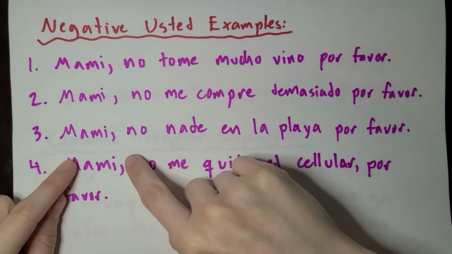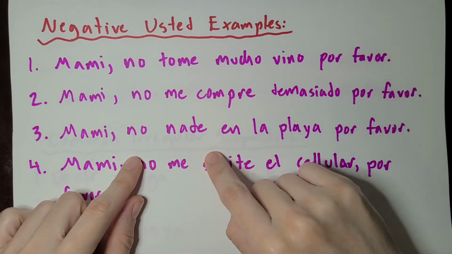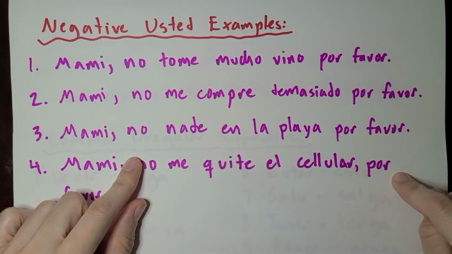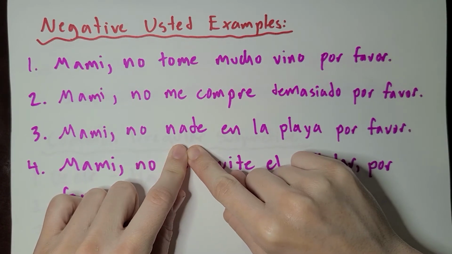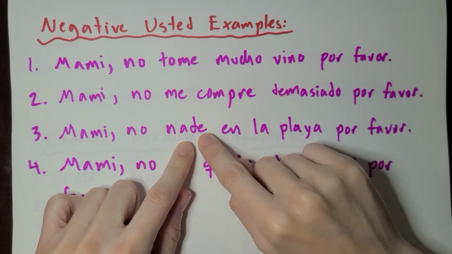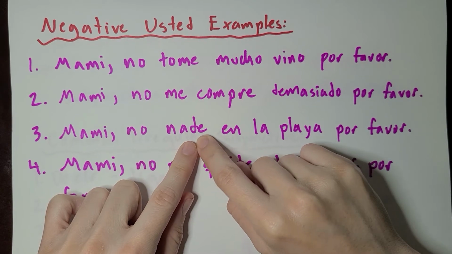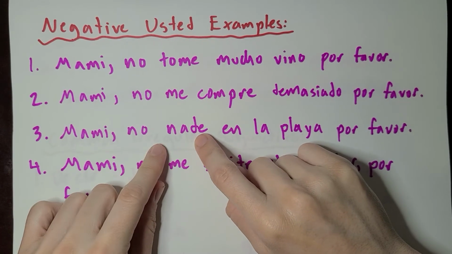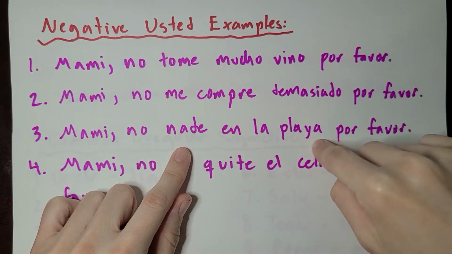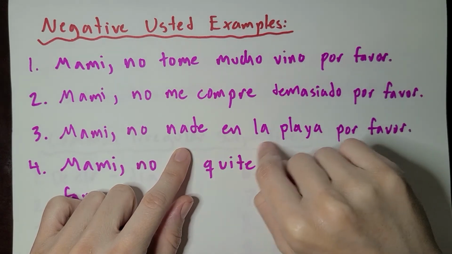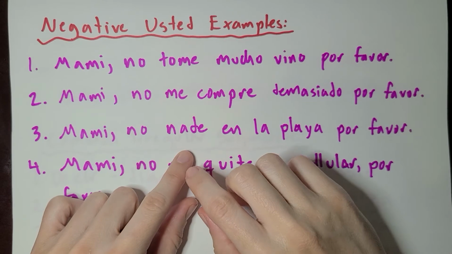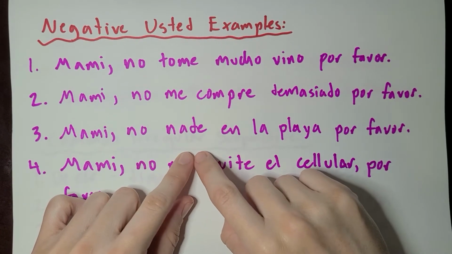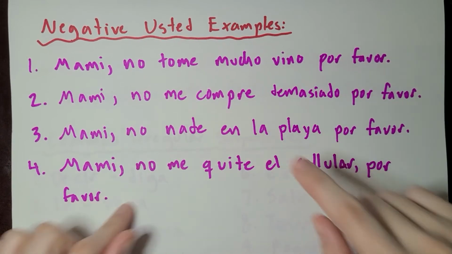3. Mami, no nade en la playa, por favor. Nade comes from the verb nadar. Nadar means to swim. That AR is just going to become an E. And you're going to put no at the beginning. So, mami, no nade en la playa. La playa is the beach. So, mom, don't swim at the beach, please. Maybe you saw jellyfish the other day. Maybe the water was dirty. For whatever reason, you're telling your mom not to swim at the beach.